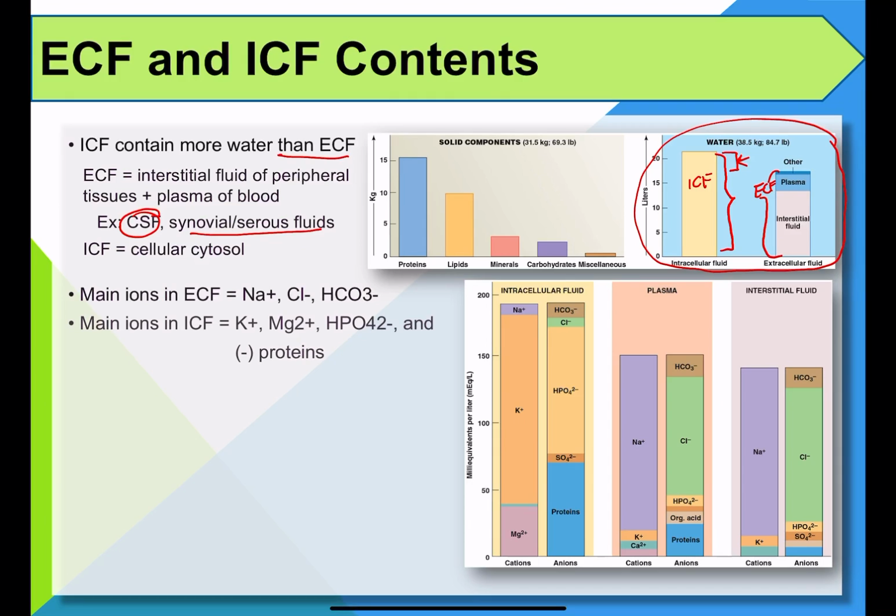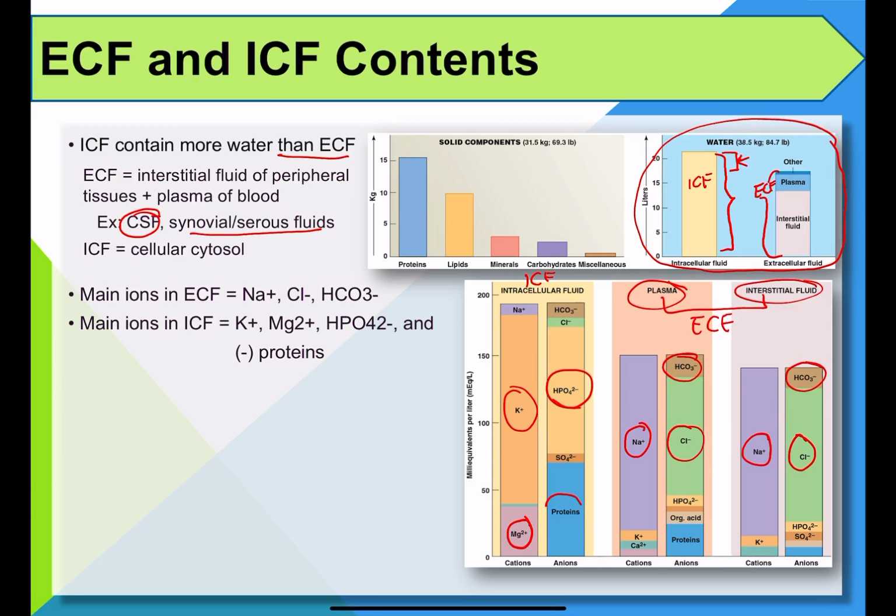Now, in terms of electrolyte components, the main ions in the ECF are sodium ions, whether from the plasma or interstitial fluid, as they are both part of your ECF. Chloride ions are another big component, and bicarbonate ions. The main ions in your ICF are potassium ions, magnesium ions, phosphate, and negatively charged proteins.